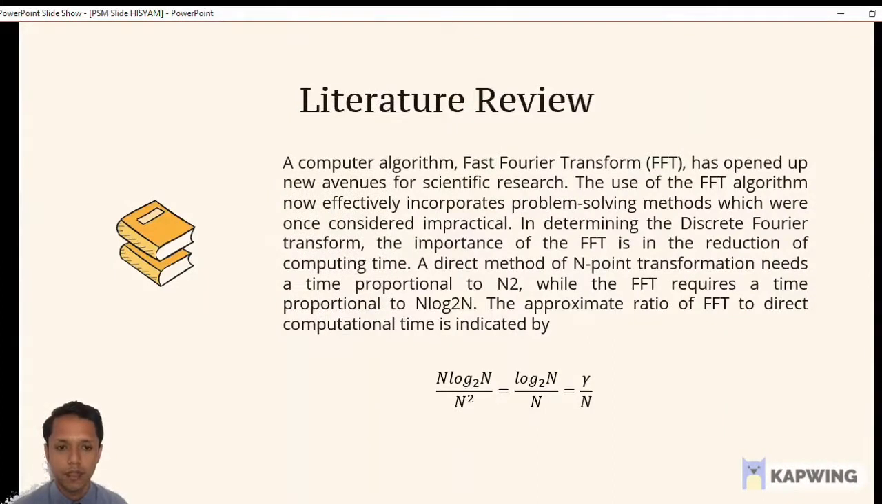For the literature review, a computer algorithm, which is the fast Fourier transform, has opened up new avenues for scientific research. The use of the FFT algorithm now effectively incorporates problem-solving methods which were once considered impractical. In determining the discrete Fourier transform, the importance of the FFT is in the reduction of computing time. A direct method of N-point transformation needs a time proportional to N squared, while the FFT requires a time proportional to N log N. The approximate ratio of FFT to direct computational time is indicated by the equation below, which is N log N over N squared, equals log N over N.